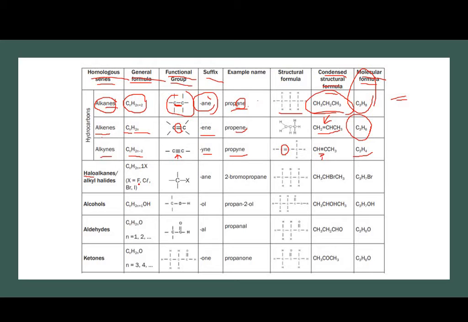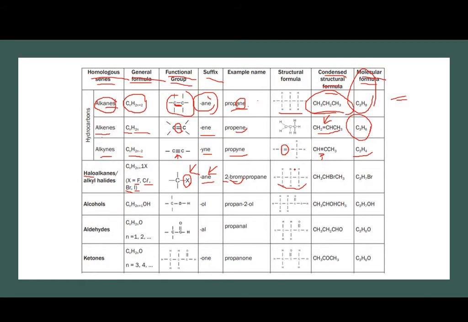So halogens, as you know, are fluorine, chlorine, bromine, and also iodine. So this X indicates that we have a halogen element. And then we have the suffix, which is ANE, to indicate that it is an alkane, but it has a halogen element. So this 2 indicates the position of the bromine element.